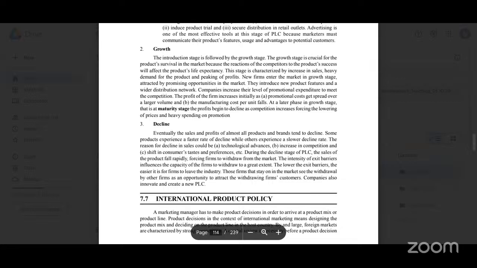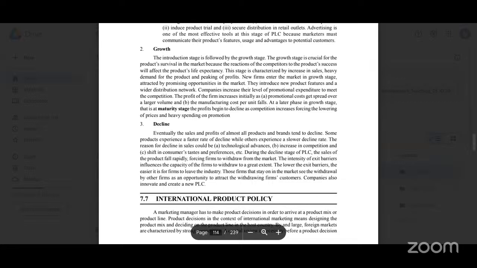New firms enter the market in the growth stage, attracted by promising opportunities in the market. Companies at this time still have to face an increase in the level of promotional expenditure. The profit of the firm increases initially because, over a period of time, the promotional cost gets spread over a larger volume of sales. And second, the manufacturing cost per unit falls.